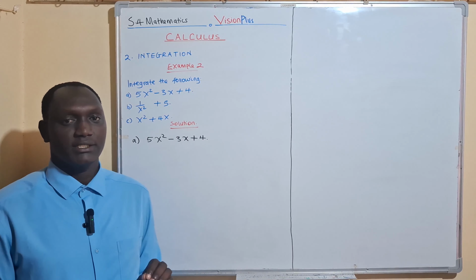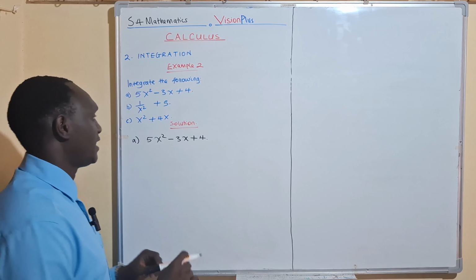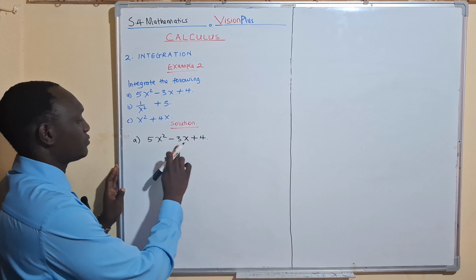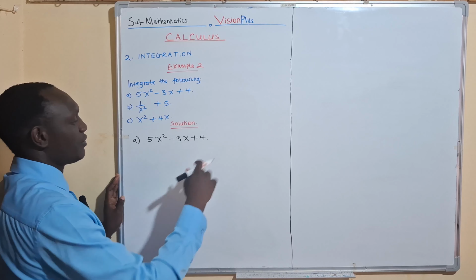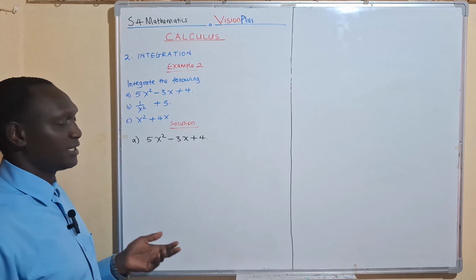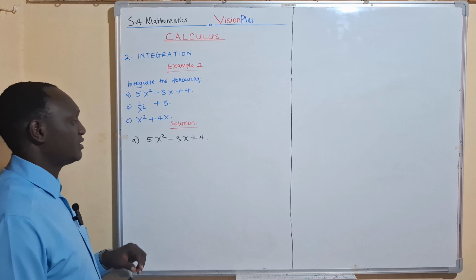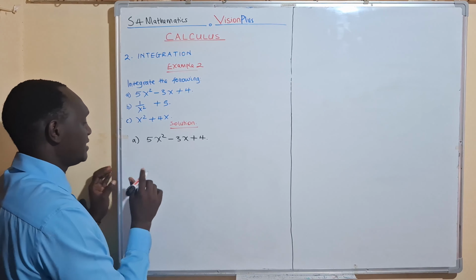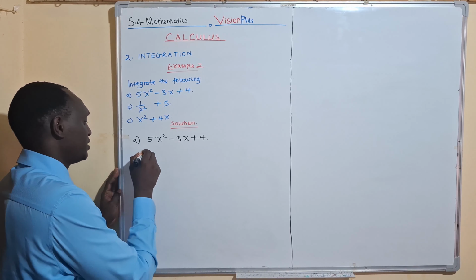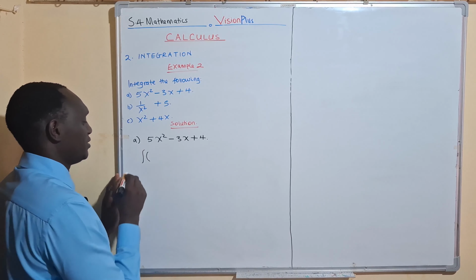Remember that in integration they can give you as many terms as possible. Like we have 1, 2, 3. But in other cases, they can give you 4 or 5 terms, depending on what your teacher wants or what the question wants. So we just integrate each term at a time. Like in this case here, we shall say integral of the function.